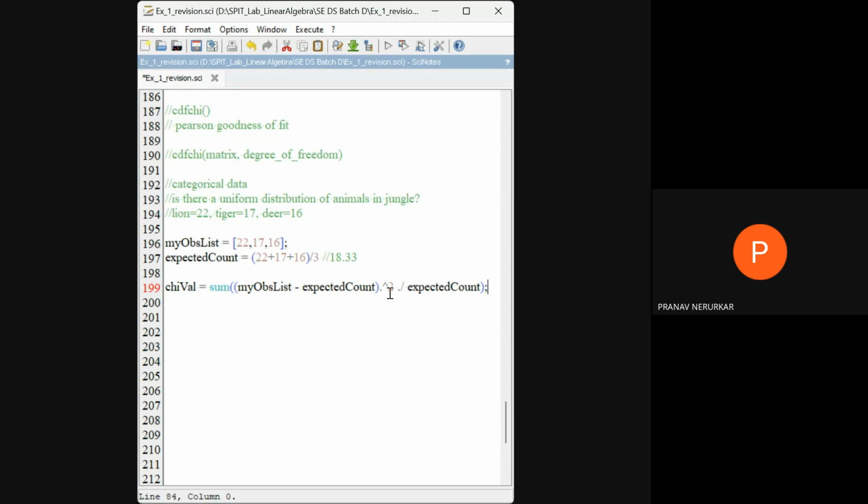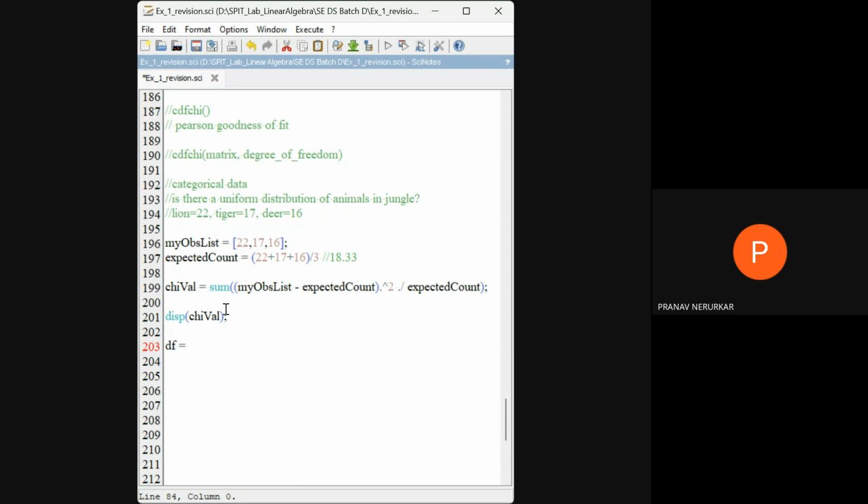So, element-wise, this dot stands for element-wise. Subtract one scalar value from each element of the array. Element-wise, take the square and then divide each element by the expected outcome. So the syntax is a bit difficult, but it is similar to other programming languages, Octave and MATLAB.